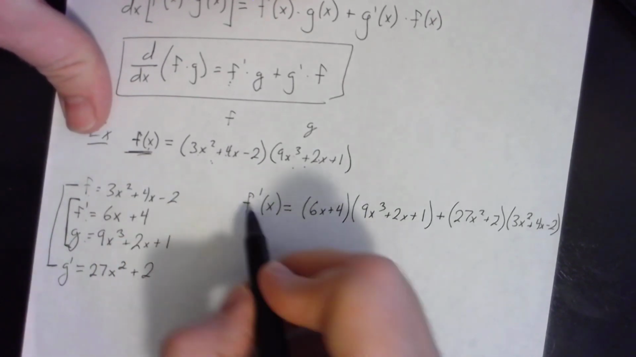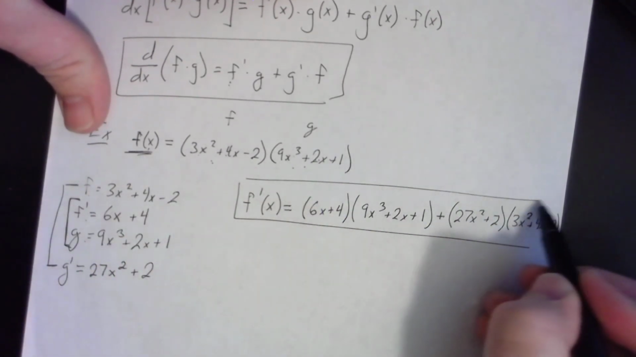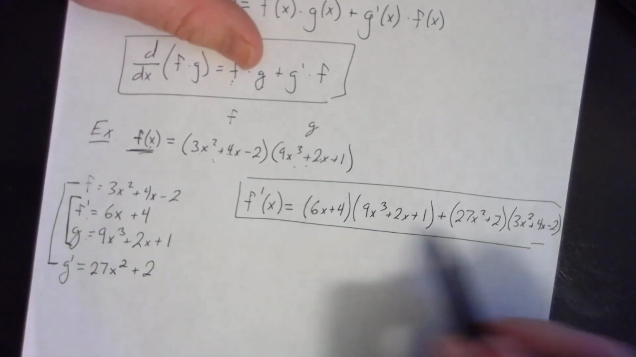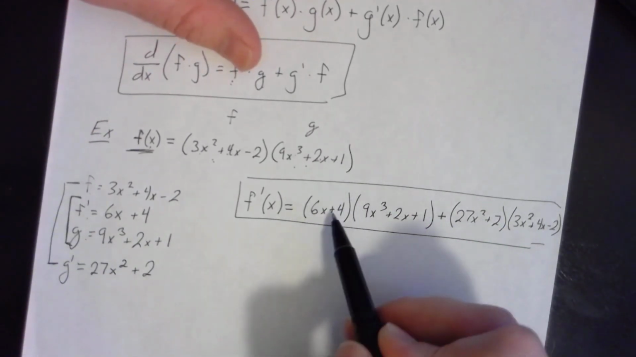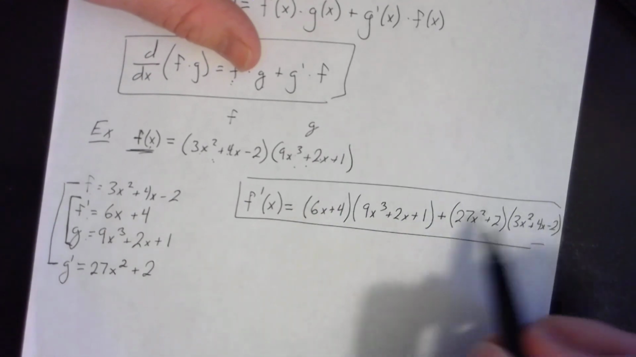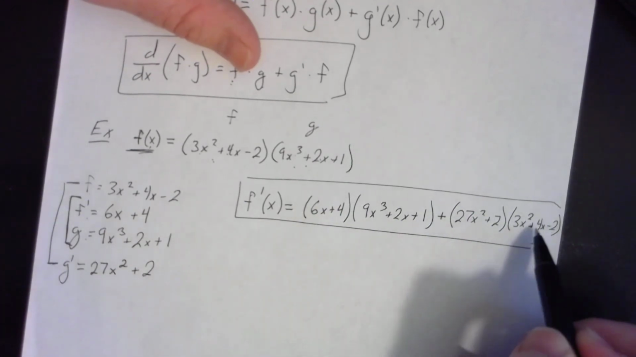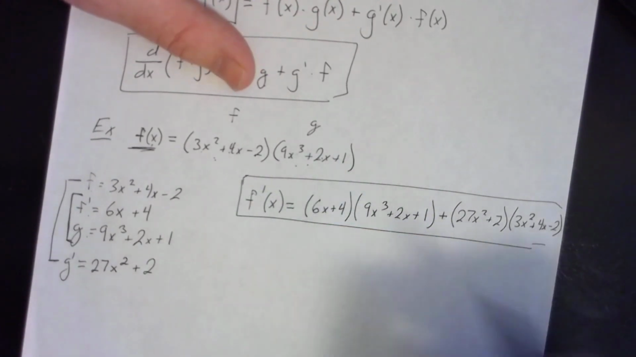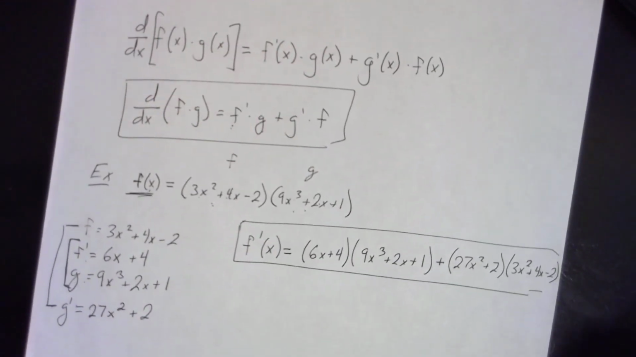this original function. And that would be our final result unless we were told that we had to simplify this function. In some cases you will have to simplify this, in which case you'll have to distribute the 6x and the 4 to these three terms and the 27x squared plus 2 to these three terms and combine like terms, but in this case we're just going to leave it here. That right there is the basic version of the product rule.